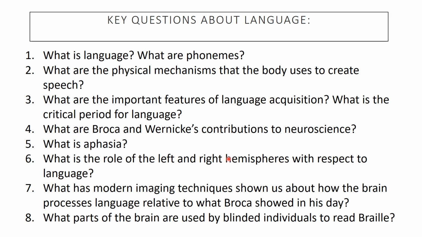You should know about Broca and Wernicke's contributions to neuroscience and what is aphasia. What is the role of the left and right hemispheres with respect to language, prosody versus comprehension and production? What have modern imaging techniques shown about brain processing? And what parts of the brain are used by blinded individuals to read Braille?